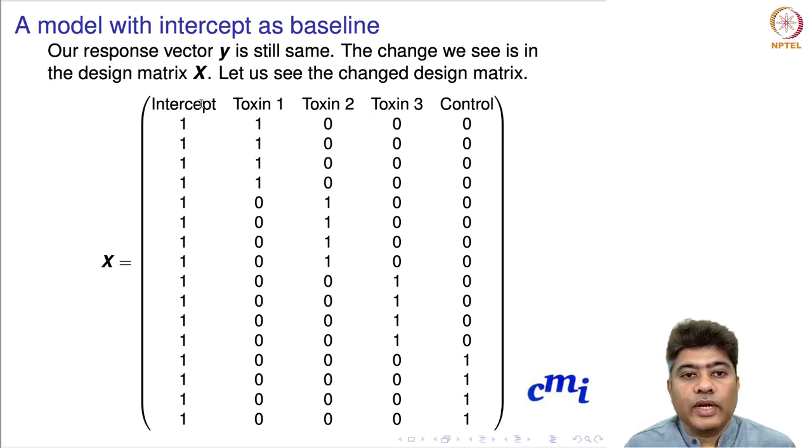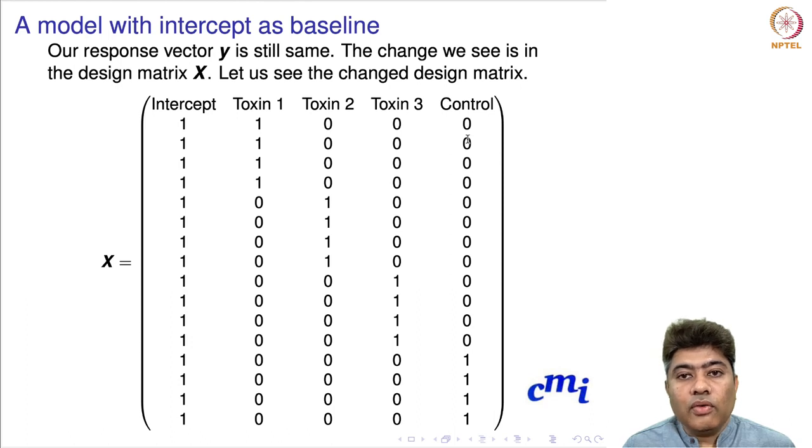In the changed design matrix, for each observation we have an intercept of 1, and then toxin 1 as 1, 1, 1, 1 and the rest as 0, toxin 2 as 0, 0, 0, 0 and then 1, 1, 1, 1 and then 0, 0. So for each level, whatever observation belongs to that group, we will have 1 in that label and the rest are 0. This is typically called one-hot encoding or dummy variables.